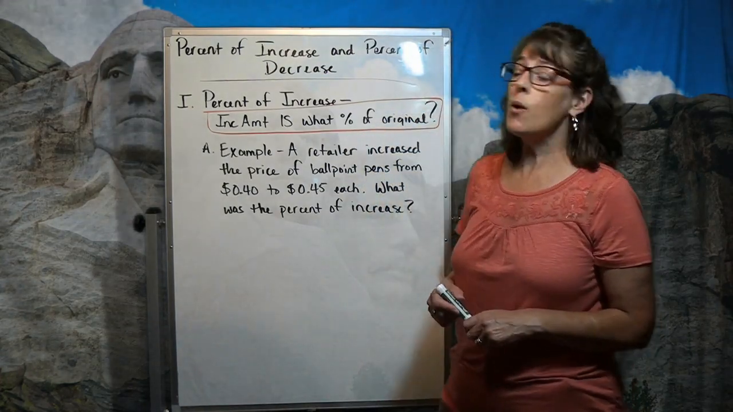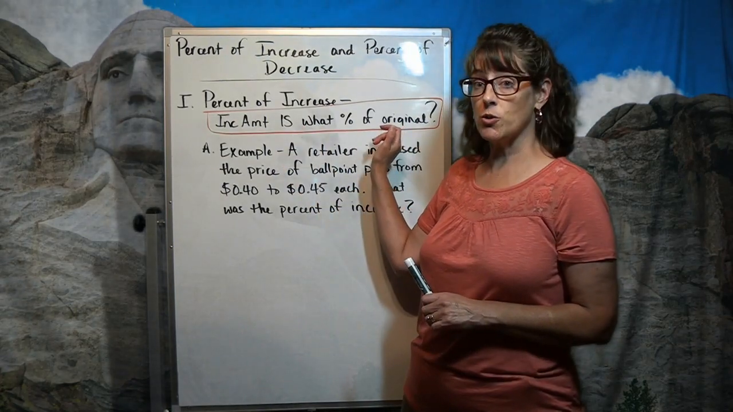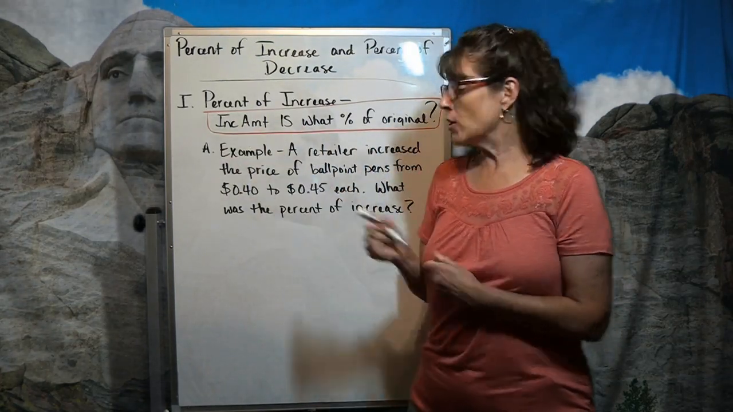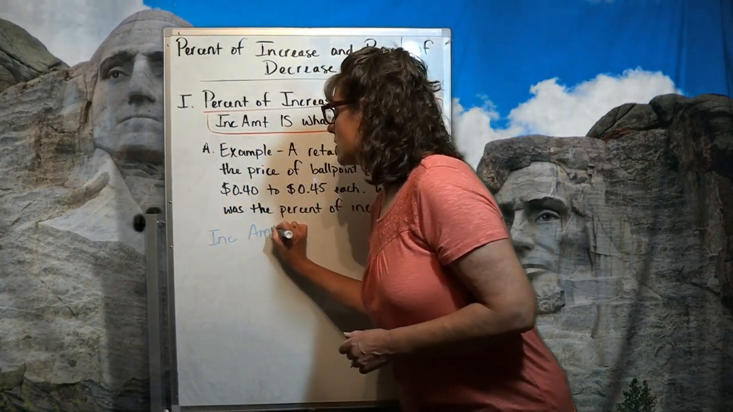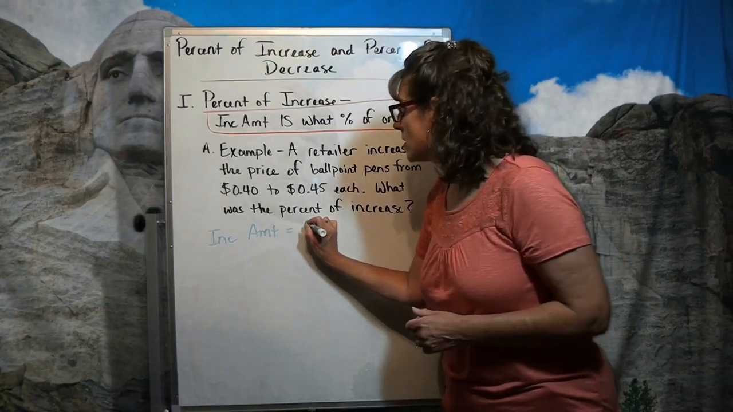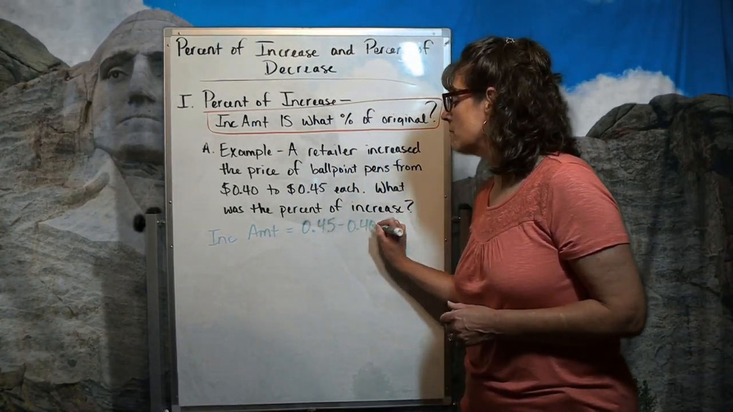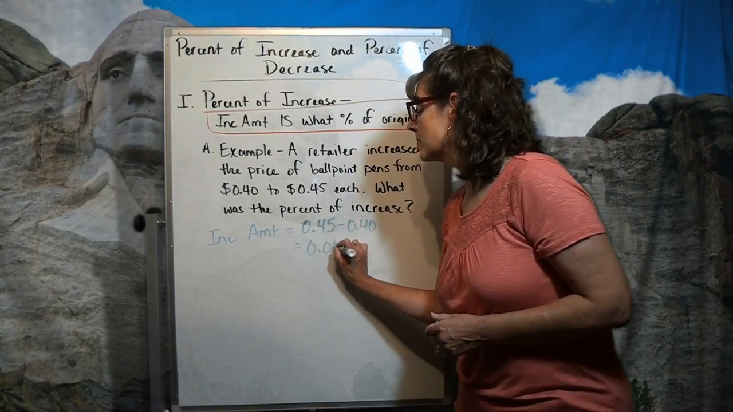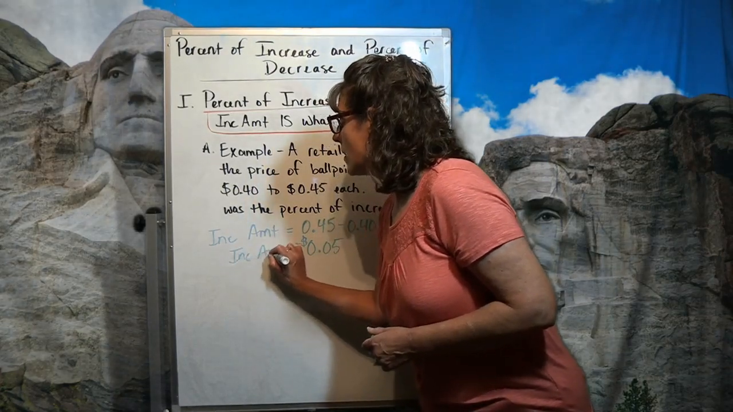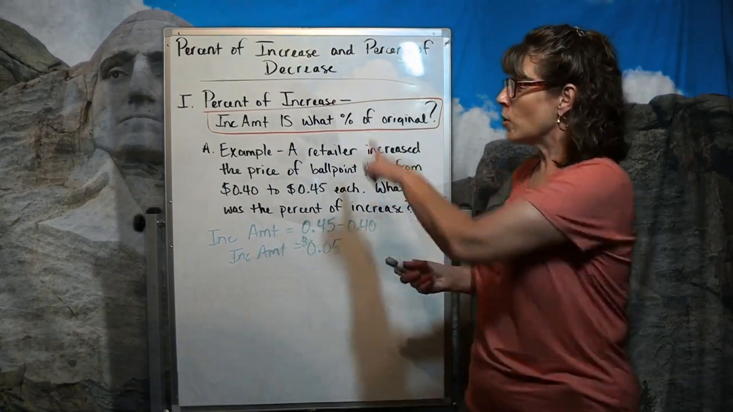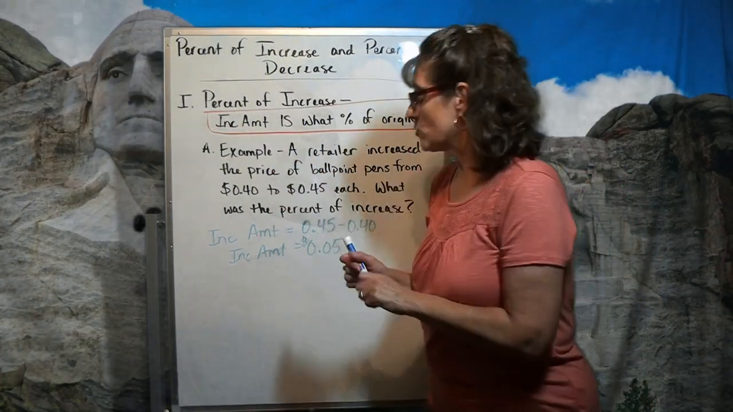So in order to figure that out, we're going to say, okay, this increase amount is going to be what percent of that original amount. Now, we do know that increase amount because we know that we went from 40 cents to 45 cents. So the increase amount is going to be 45 cents minus 40 cents. That's an increase amount of 5 cents. There's our increase amount. So now we can use that and apply it into our question. The increase amount, which we've now figured out to be 5 cents, goes right here.